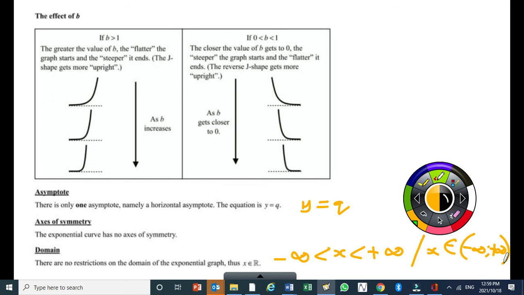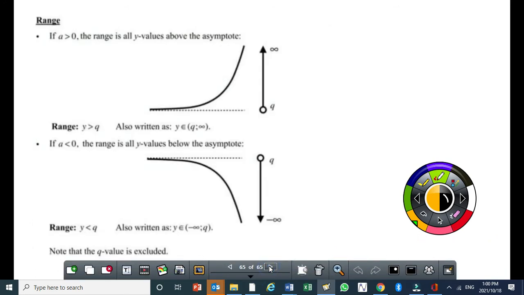Are you following that? Yeah? Right. Then the range now is slightly different. For the range, you have to include the value at the horizontal asymptote. That is the value of q. So your range now, it depends.